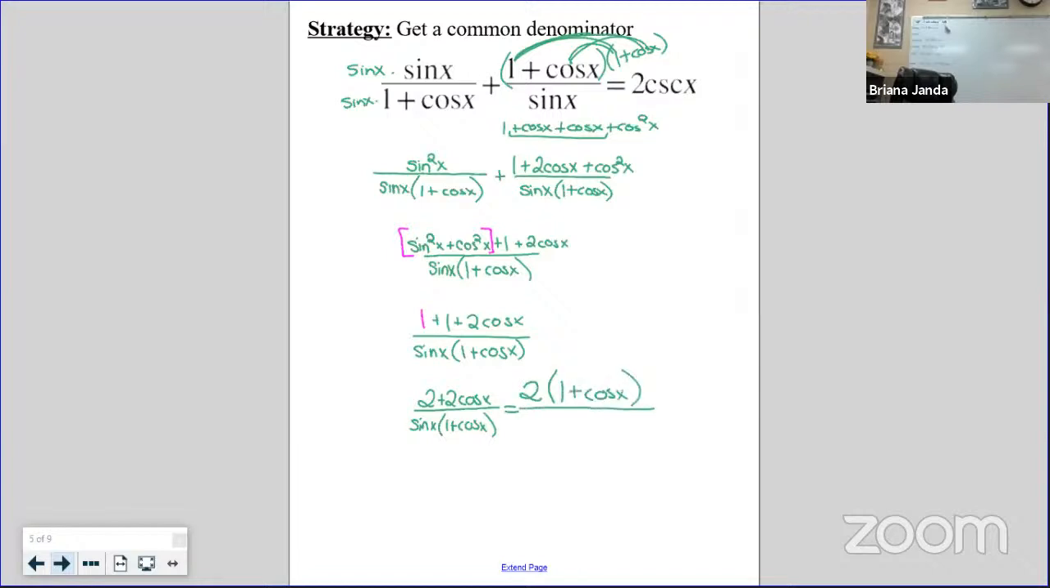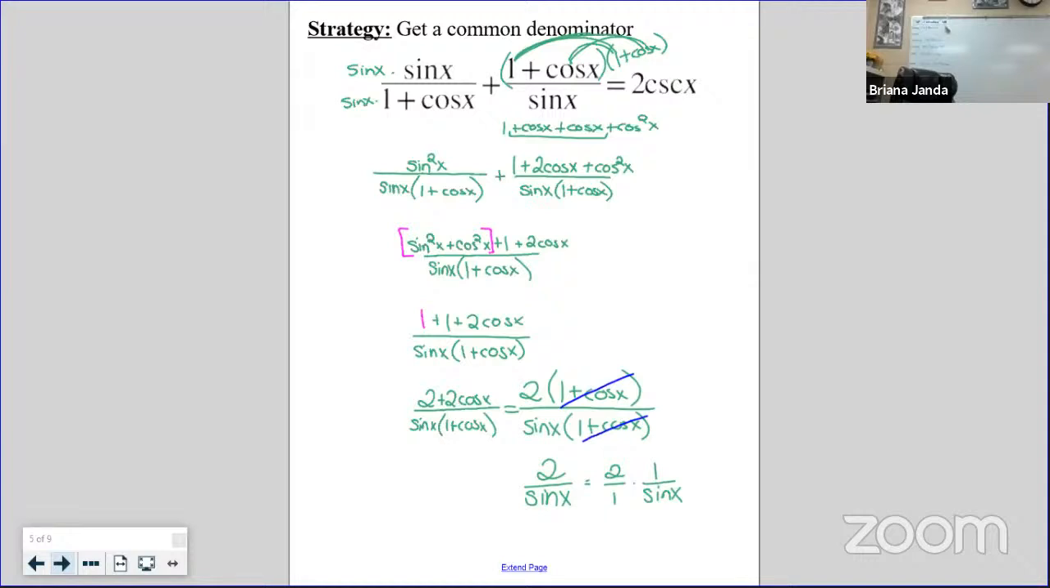Why did I do that? Can I simplify my fraction now? 1 plus cosine of x in my numerator, 1 plus cosine of x in my denominator. Leaves me with 2 over sine of x. And 2 over sine of x is the same thing. And I'm going to do this. I don't normally show this step, but this really is like 2 times 1 over sine of x, right?